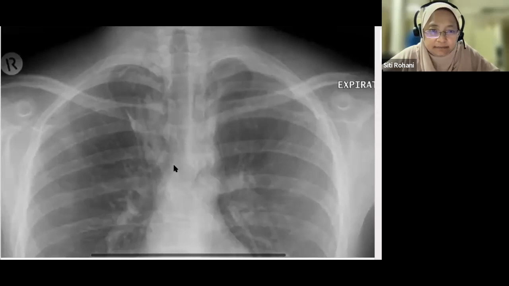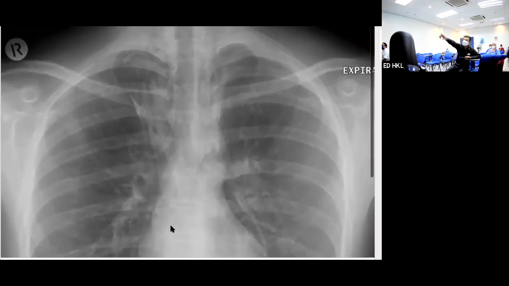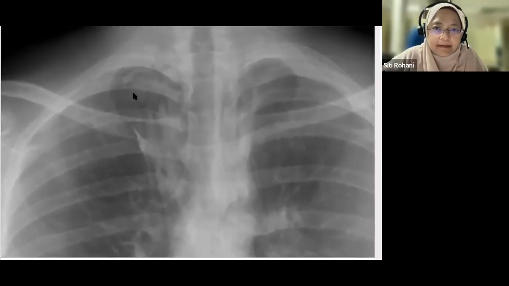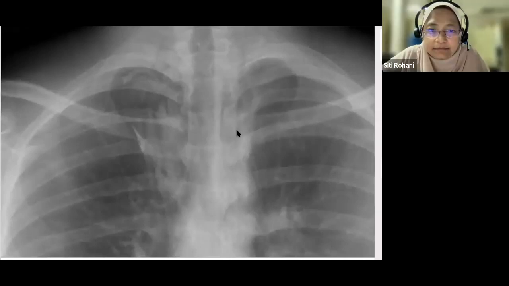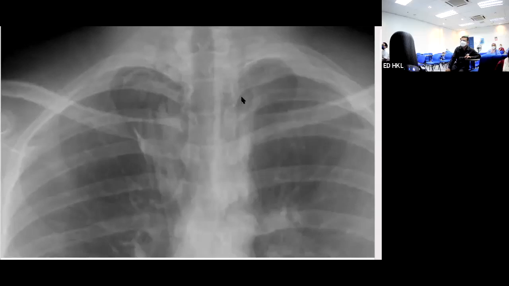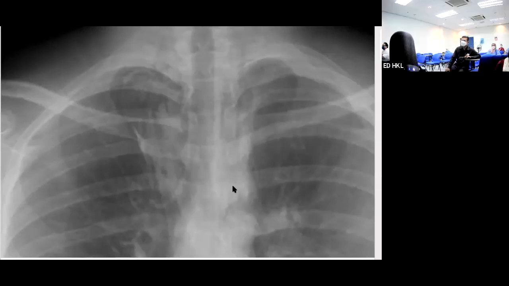Okay. You commented on the apical pneumothorax. Just now you said on the right. Do you see the left as well? That one. Yeah. Do you see the left? I can easily miss the pneumothorax on this chest X-ray. I just want to get your pearl of wisdom on how not to miss it.